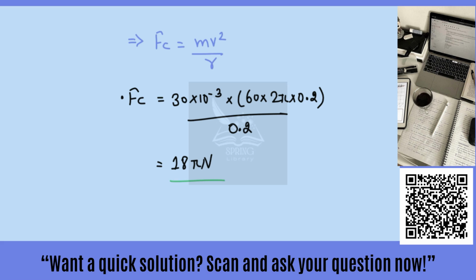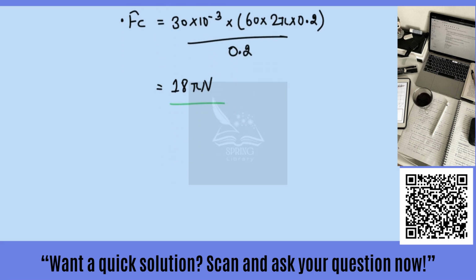Now the magnitude of the net force that the track exerts on the ball is 18 pi Newton. So I hope this answered your question. Thank you. This is the centripetal force and the net force, that is 18 pi Newton. So I hope this answered your question. Thank you.